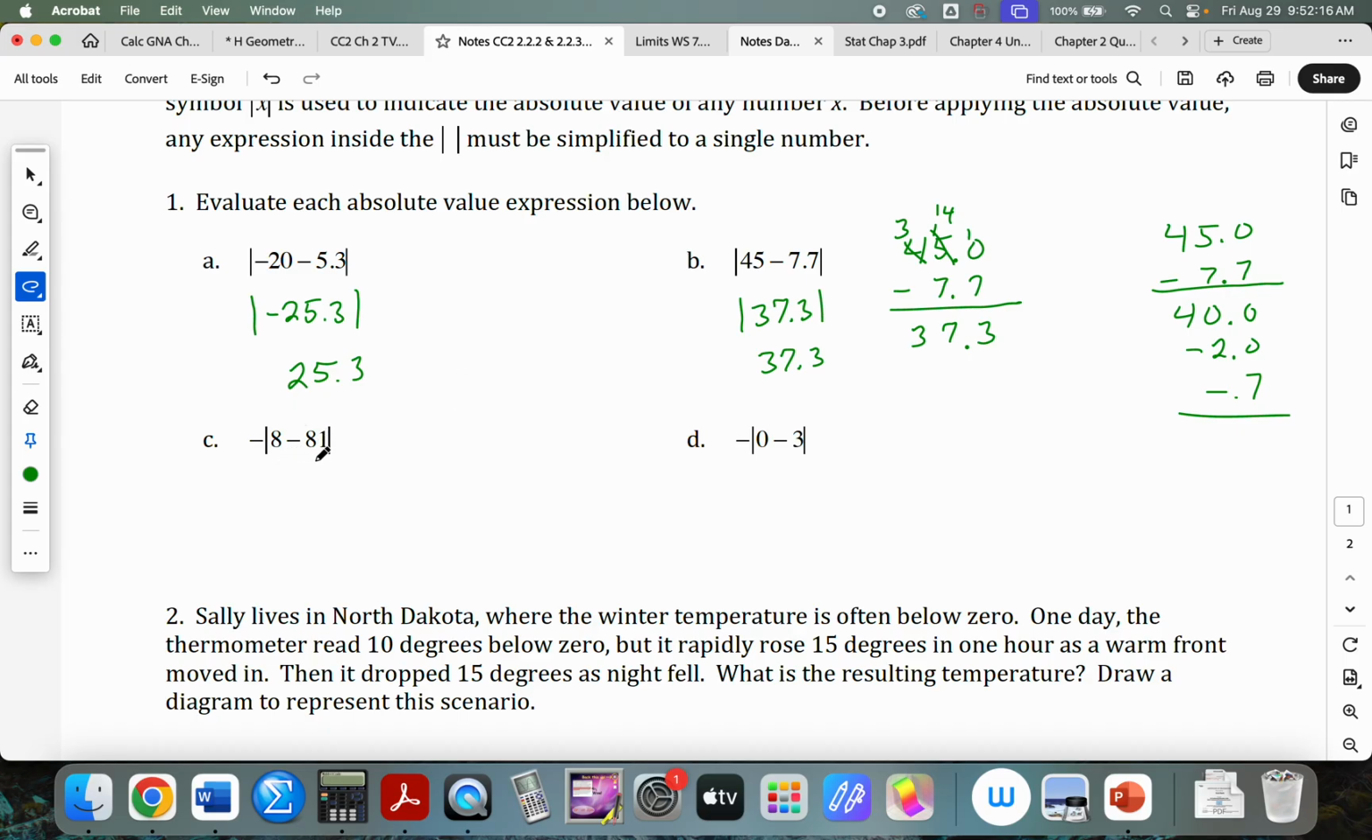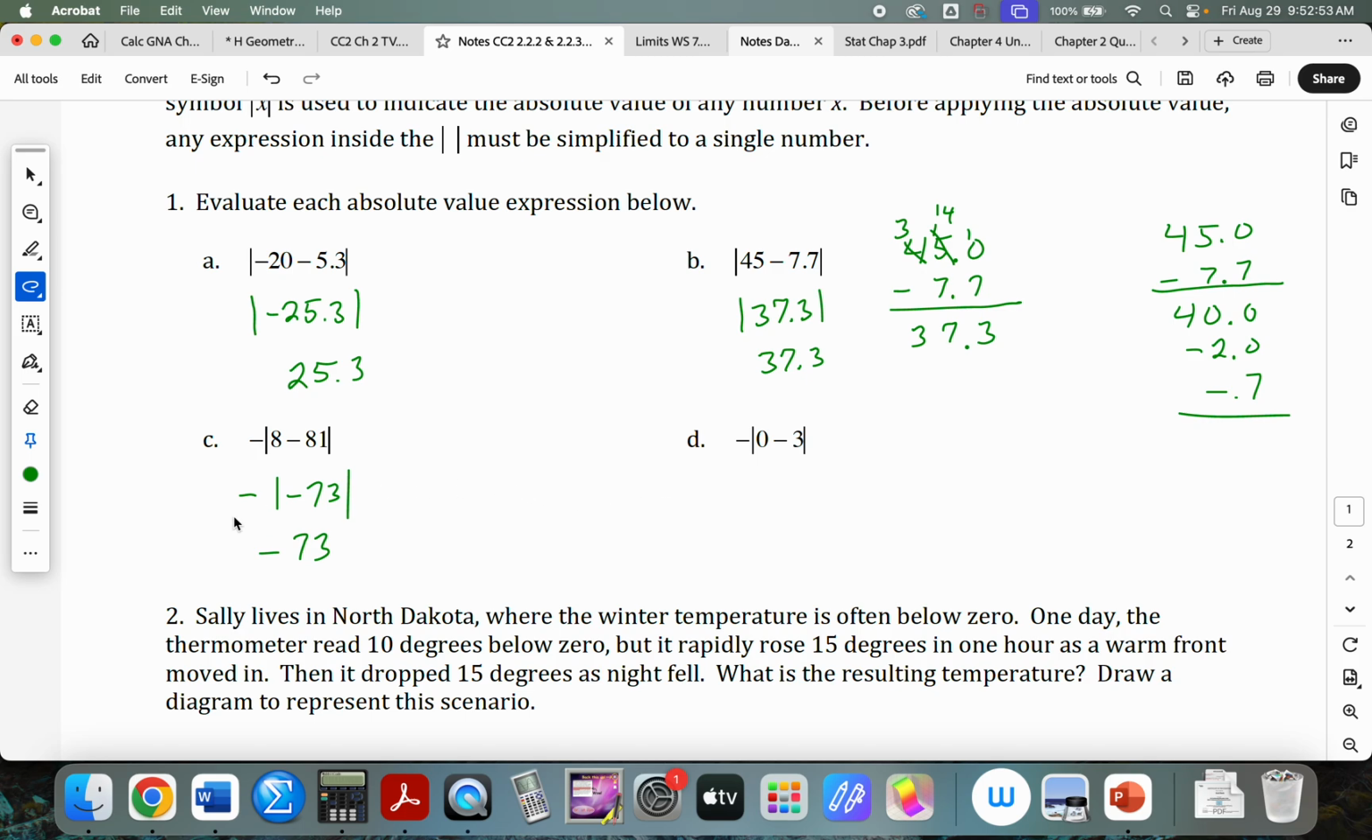So here, if I have 8 minus 81, well, that's going to be negative 73. And we'll talk more about that in just a moment, but I do the absolute value, so I'm going to have the opposite of positive 73, so it's negative 73.